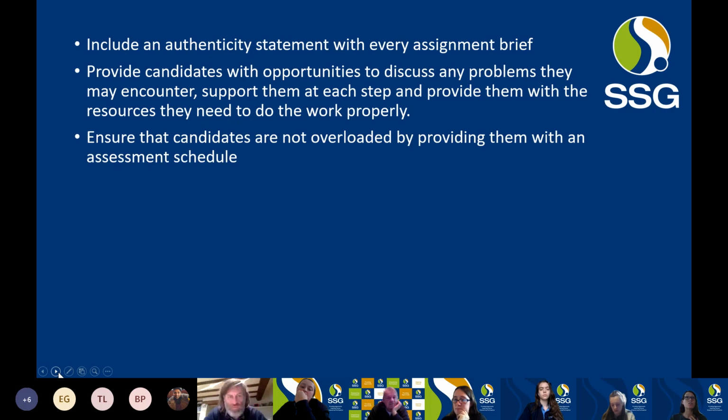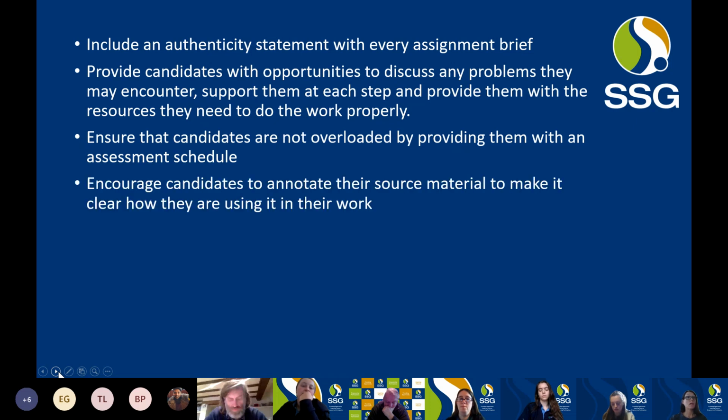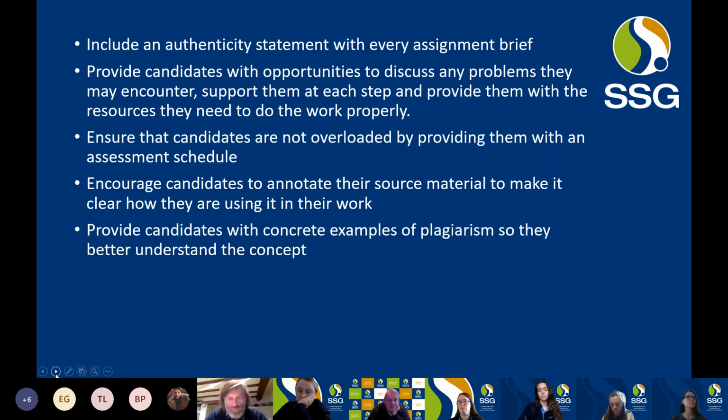You need to ensure that candidates are not overloaded by providing them with an assessment schedule. So they understand the assessment deadlines from the very beginning and they're not overloaded with their assessment. Encourage candidates to annotate their source material to make it clear how they're using it in their work. We've talked about that already. So they're noting down everything for their bibliography from the very beginning.